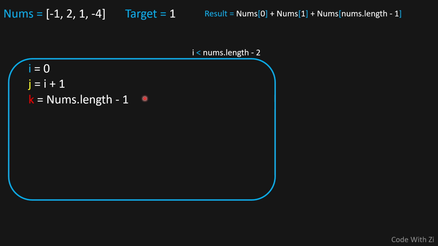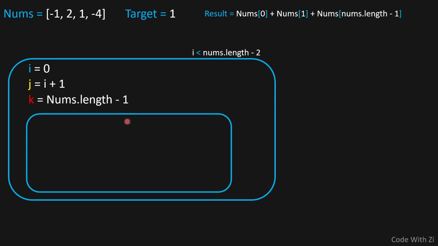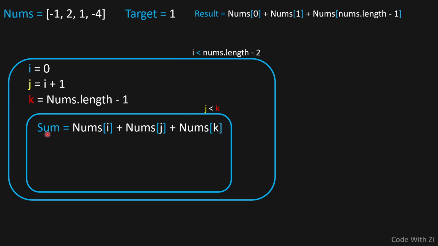Then, inside of our for loop, we're gonna have another loop, and this loop is gonna be a while loop, and it's gonna keep on looping as long as our j that was defined here is smaller than k. That was also defined here. So just know that we have a loop inside of this loop here. Inside of it, we're gonna calculate our sum, and sum is gonna be equal to the sum of all 3 numbers that our pointers are pointing to.